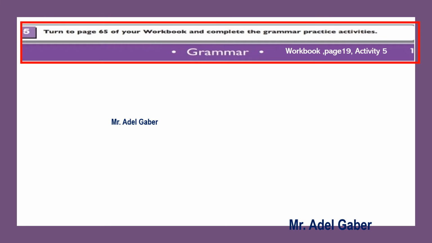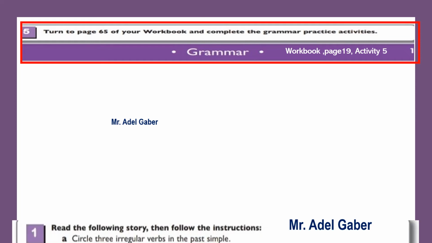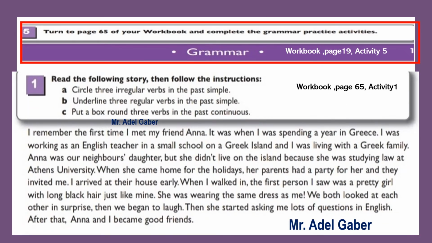Look at your workbook page 19, activity 5. Turn to page 65 of your workbook and complete the grammar practice activities. Look at activity 1 of your workbook page 65. Read the following story, then follow the instructions.